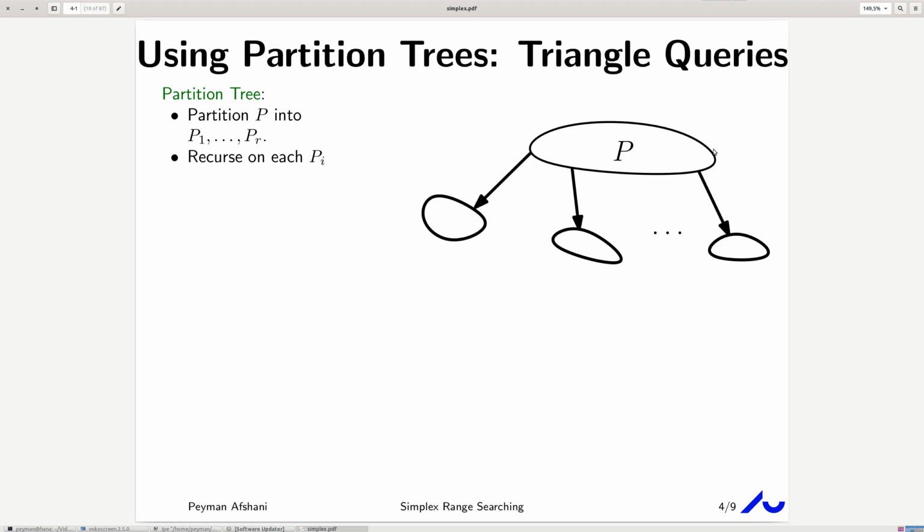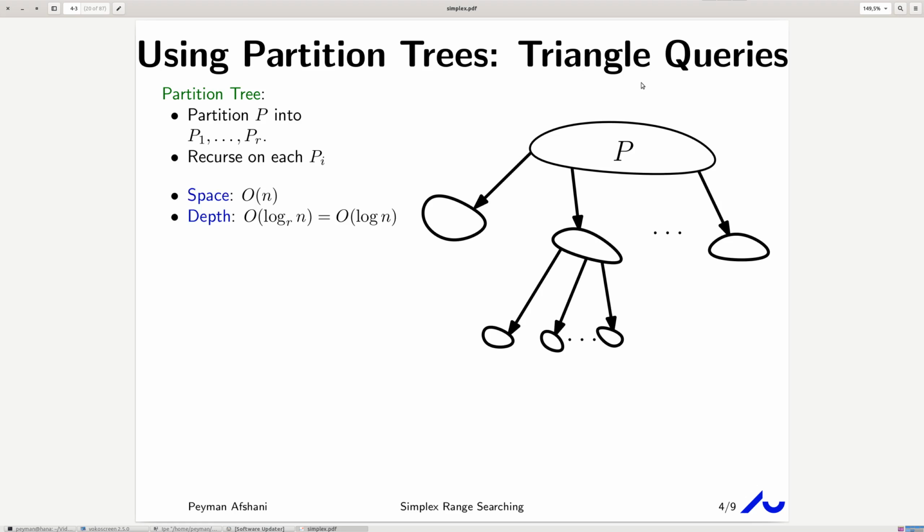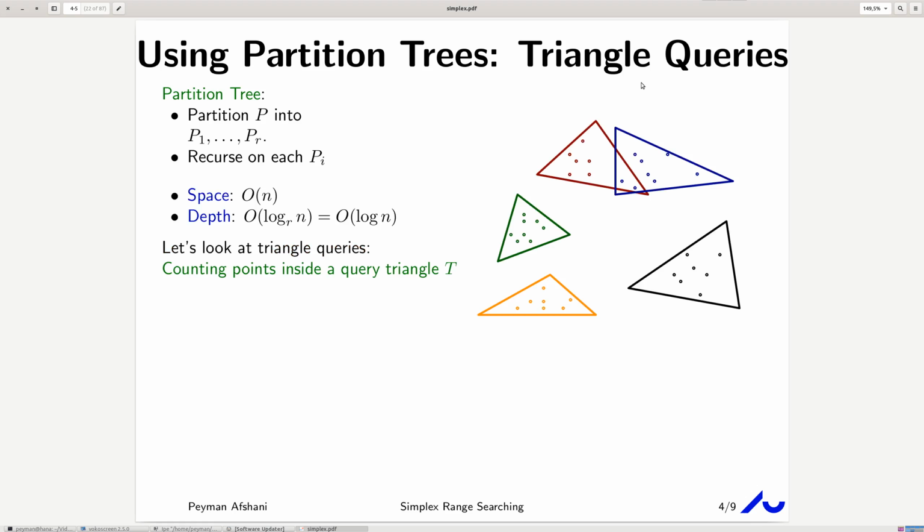So now let's say we want to answer slightly more complicated queries. We want to answer triangle queries, where every query is a triangle. We build the exact same partition tree, so nothing changes over here. And here the query that we have is a triangle. For example, in this particular case, the triangle could be like this.